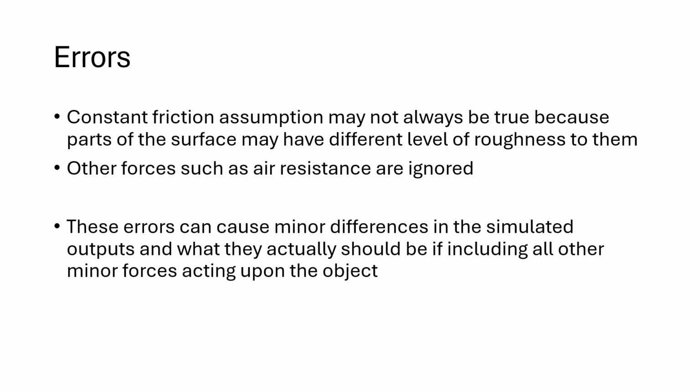And for the errors that may have caused slight calculation differences from the real world example: the constant friction assumption may not always be true because parts of the surface may have different levels of roughness to them. Other forces such as air resistance are ignored. Even though these would make up a very tiny amount of force on the object, they still should be accounted for, which might cause a little bit of an error in the difference between the actual forces acting upon the object and what we calculated. And these errors can be very minor.